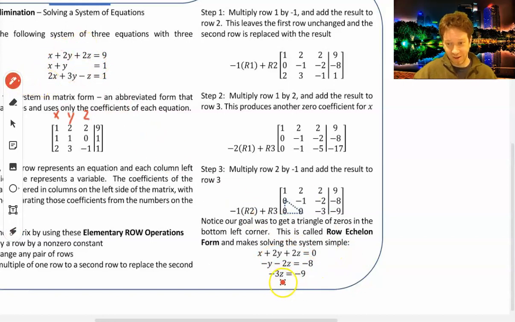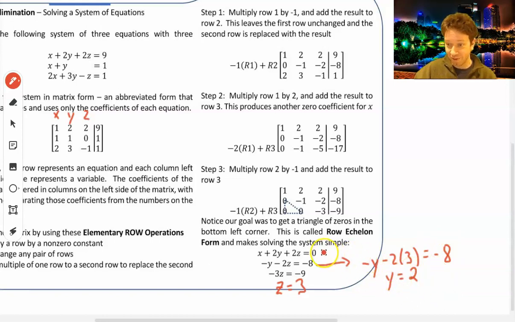Look at equation 3. Minus 3z equals minus 9. You can look at that and just say, well, z then equals 3. Once you know z equals 3, go look at your second equation, and you have minus y minus 2 times 3 equals minus 8. And there you go. You can solve for y. y equals 2.